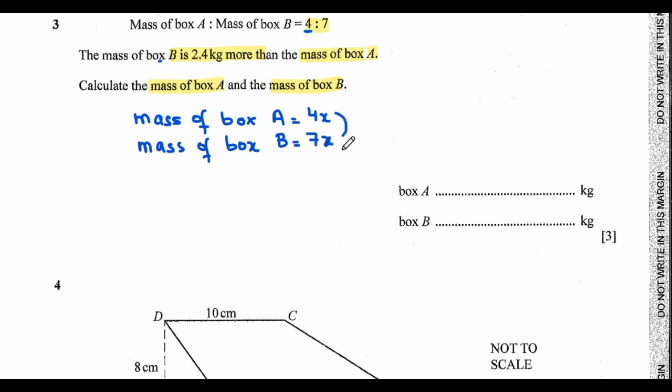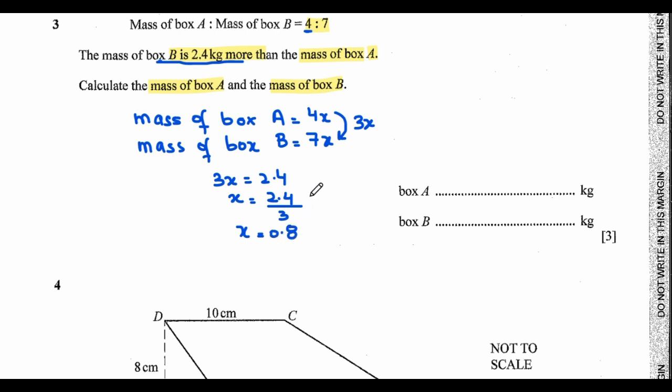Now you see that B is 3 units more than A. And the question also told us that B is 2.4 kg more than box A. So that means 3 units are actually 2.4 kg. So 3x is 2.4. Now we'll get the value of x from here. x would be 2.4 divided by 3. And by dividing these values, the value of x would be 0.8.